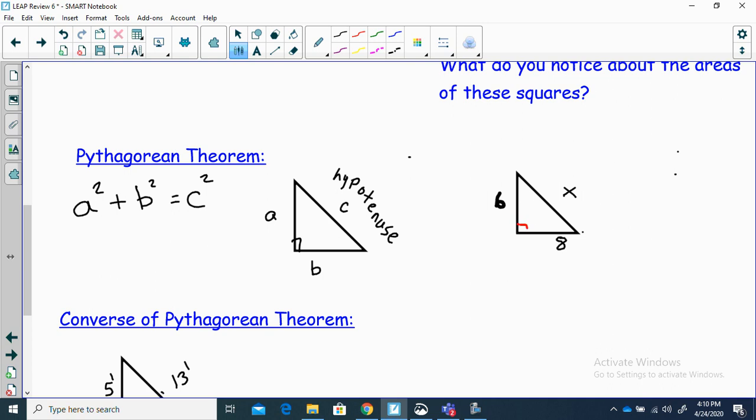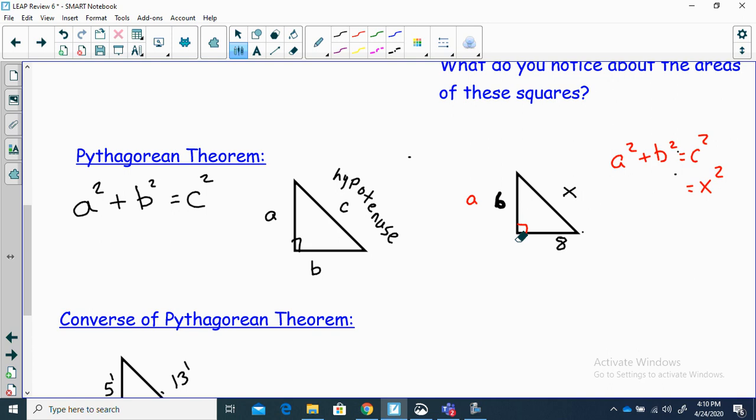What if I were to work a problem just like this? How could I find this hypotenuse? I know A squared plus B squared is equal to C squared. Let's plug these in. C is going to be the X because it's across from the right angle. So I'm going to substitute X for C.